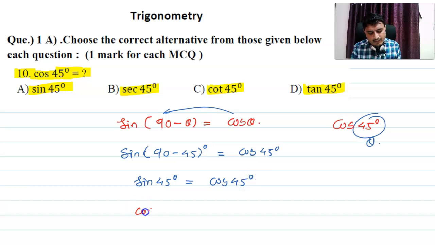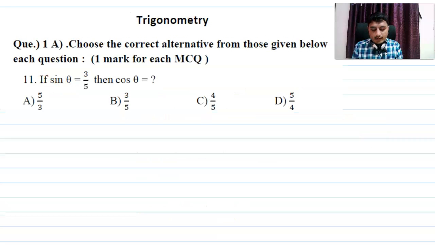That means cos of 45 degrees is the same as sin of 45 degrees. So the correct choice is choice code A: cos of 45 degrees equals sin of 45 degrees. Look at MCQ number 11.